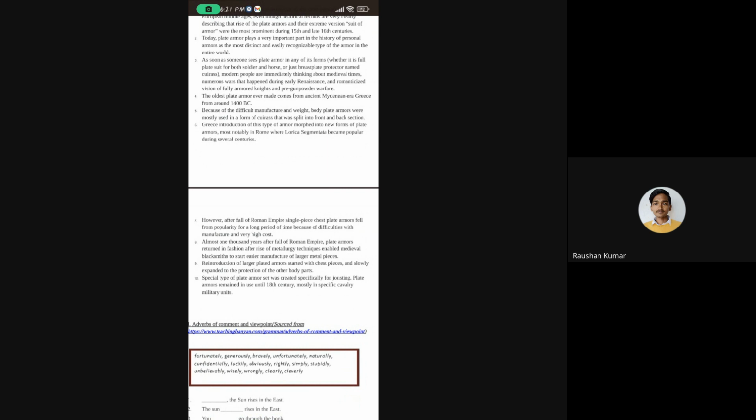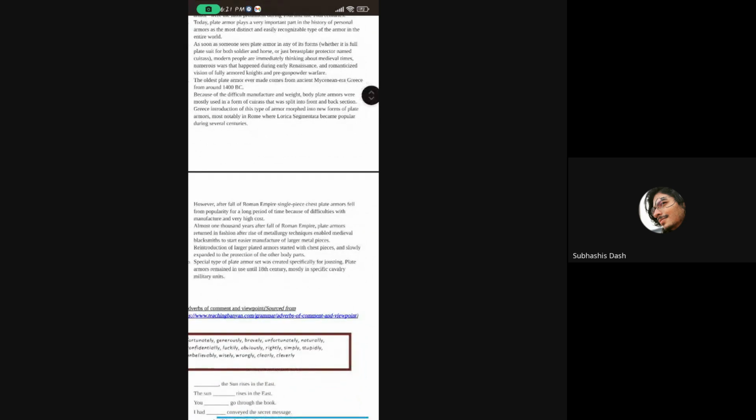Fourth one: "The oldest plate armor ever made comes from ancient Mycenaean era Greece from around 1400 BC." Would ever be considered an adverb here, ma'am? Yes, ever would be considered an adverb here, and to be precise, it's an adverb of frequency. And what about around? Around is not an adverb. It's a preposition, right? It's not qualifying anything there.